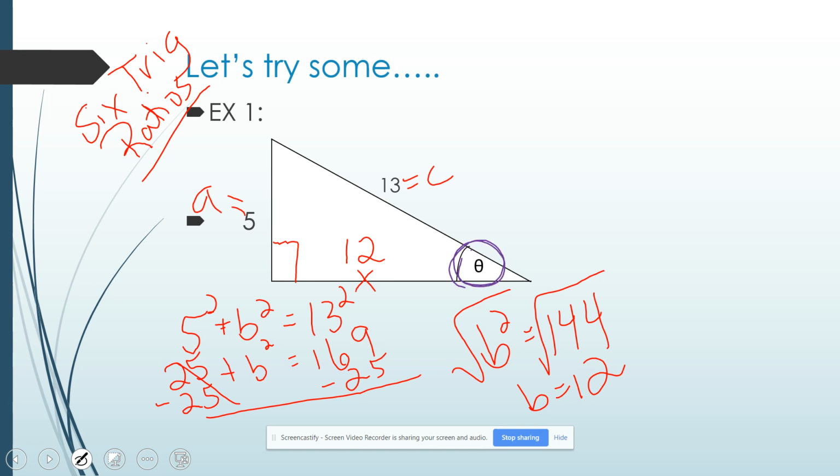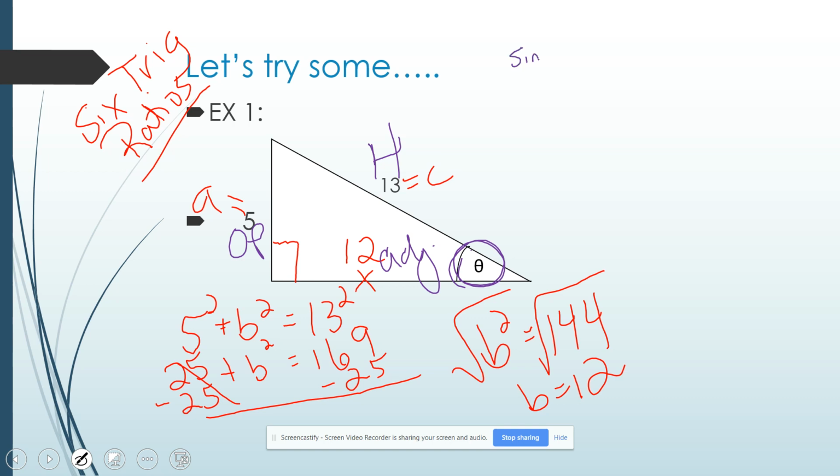Our theta is over here in this bottom right corner. Now we've talked about wherever theta is, it tells us what our side opposite and what our side adjacent are. This 13 is our hypotenuse regardless, because again, it's opposite the right angle and our longest side. So because of where our theta is, our 5 is the side opposite and our 12 is the side adjacent.